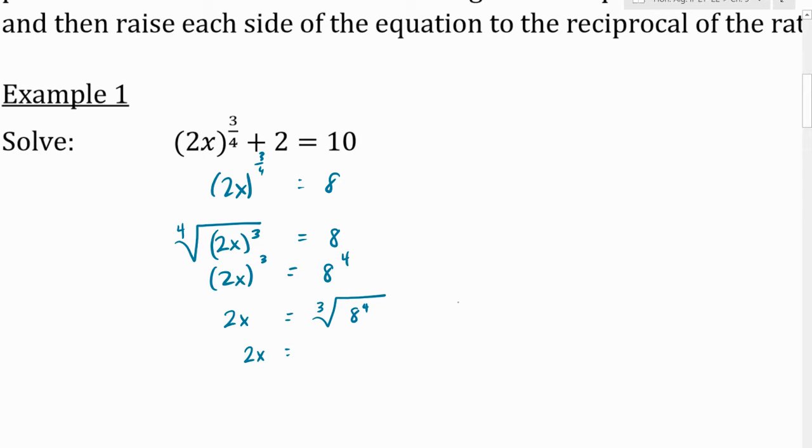But remember, you can think of this as either the cube root of an 8 to the fourth or the cube root of an 8 to the fourth. So the cube root of 8 is 2. You raise it to the fourth, you get 16. So x is 8.